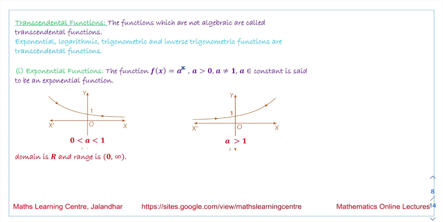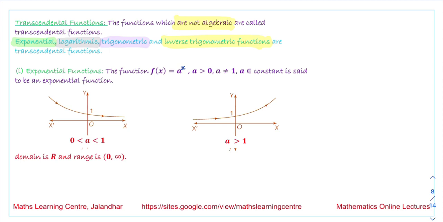Next we have the transcendental functions. Functions which are not algebraic, that is, they cannot be constructed using the algebraic operations starting from polynomials, are called transcendental functions. Some examples of transcendental functions are exponential functions, logarithmic functions, trigonometric functions, and inverse trigonometric functions. These are examples of non-algebraic functions, called transcendental functions, and we will see the definitions and the graphs of these functions in our next slide.